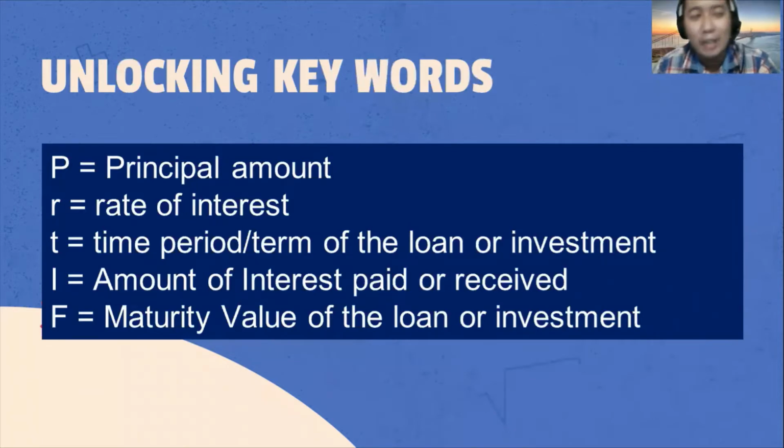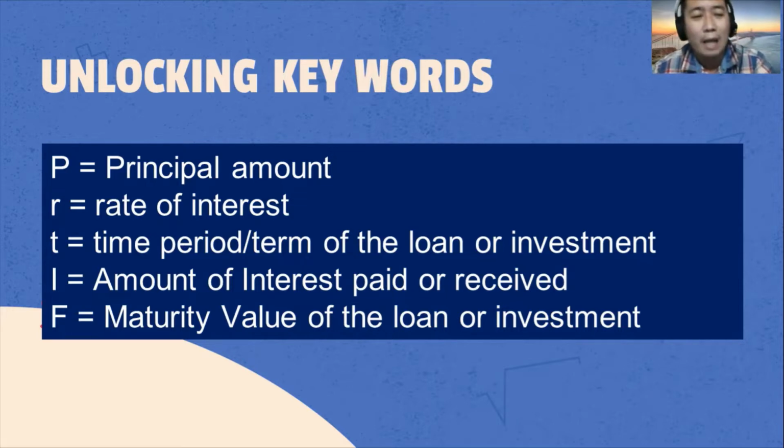Let's now try to unlock keywords. As we all know, P is equal to principal amount. That is the amount of borrowed money. Then R is equal to rate of interest. That is the percentage charge on a given loan. We also have T. That means time period or term of the loan or investment.